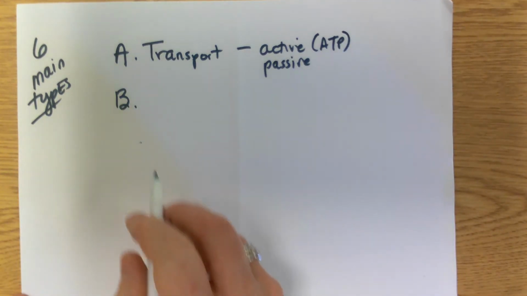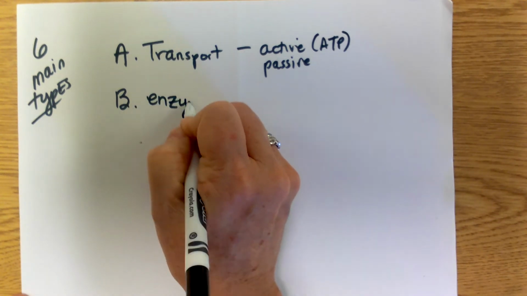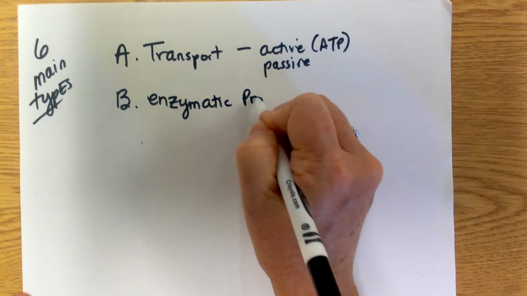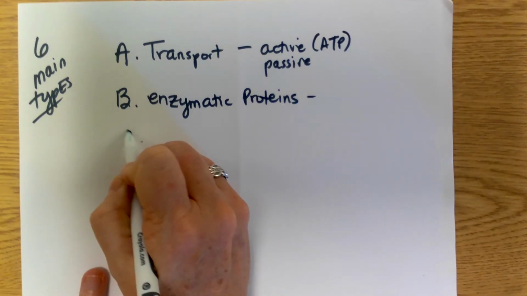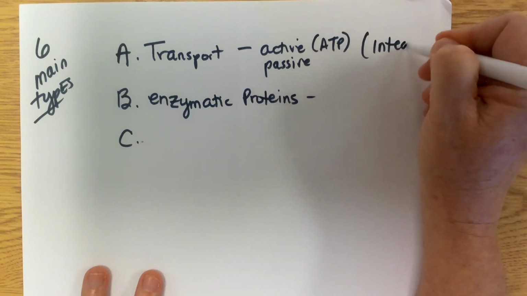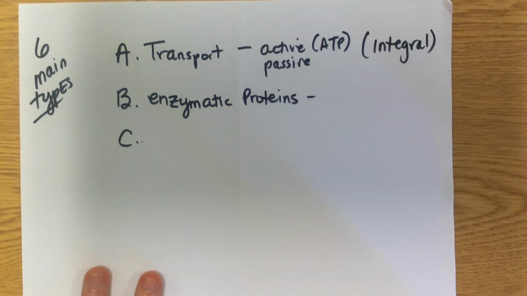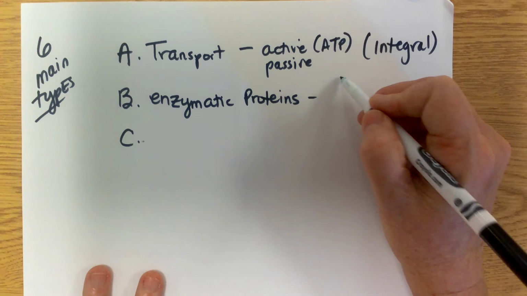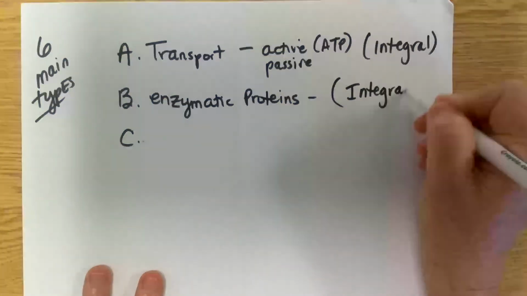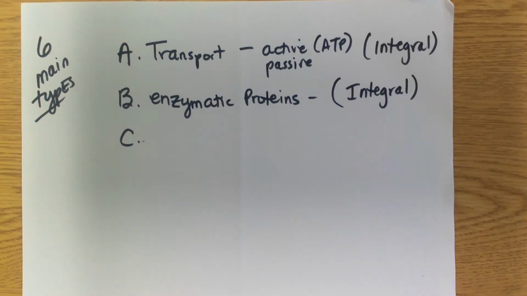Second type is going to be enzymatic proteins. Enzymes speed up chemical reactions. So their whole purpose is to create chemical reactions on the surface of the cell. And these are definitely going to be integral, because if you want things to pass in and out of the cell, it's going to have to go from inside to outside or vice versa. Over here, these are also going to be integral, because they're going to allow reactions to occur, and it's going to cause inside to outside breaking down things or making things.